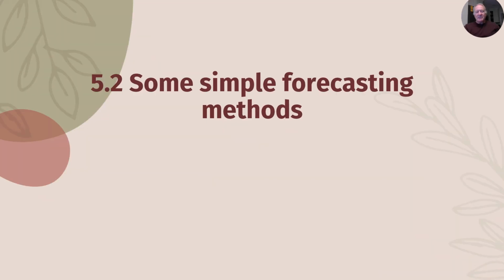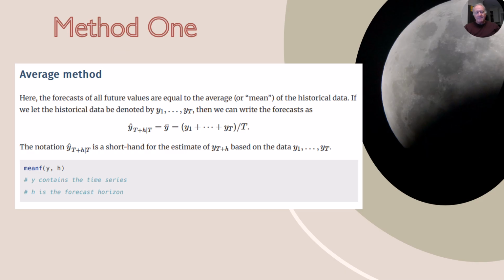So let's talk a little bit about some simple forecasting methods. First we have the average method, and the average method just takes the average of all the historical data and that becomes the prediction. So in this case, every prediction we make in the future will be equal to the average of the data we use to train the model, or the historical data.